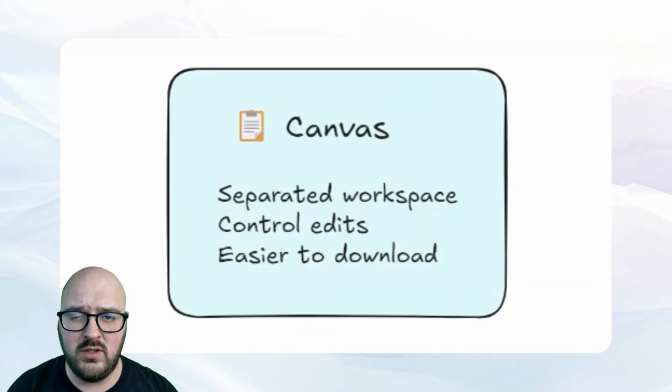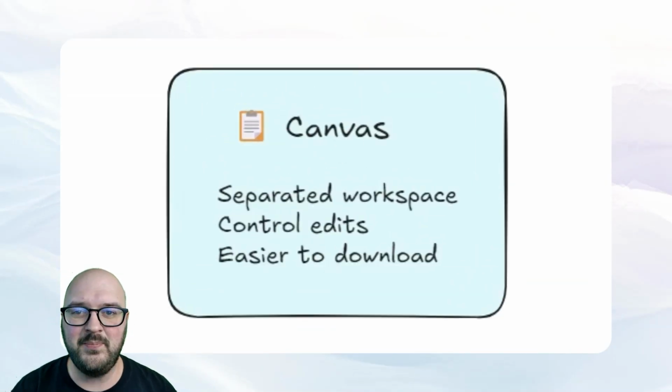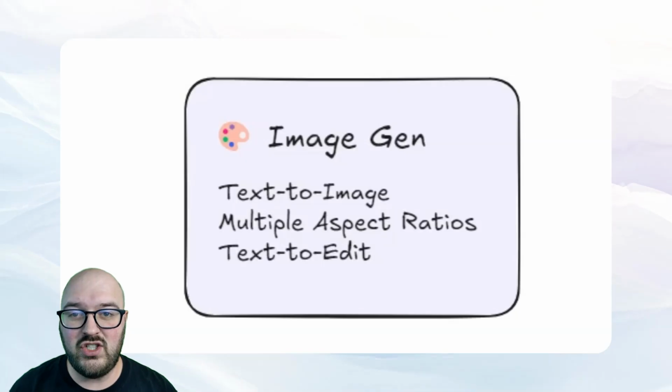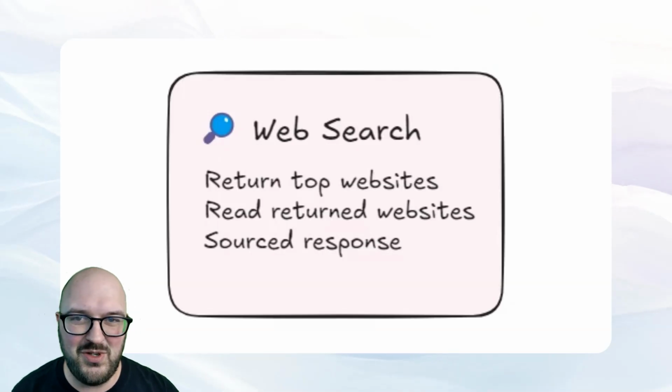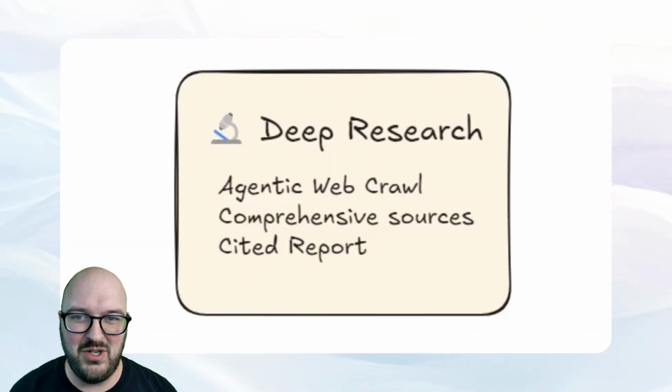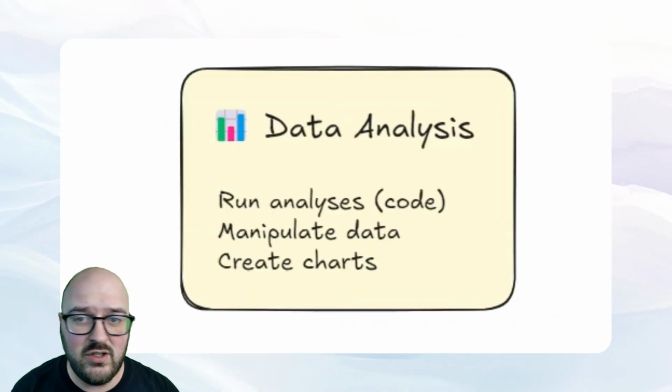The canvas, which lets you just do things on the side, edit them right there. Your image generation, which you can actually edit the images via text as well and inpainting. Web search, and then deep research on the other side. Web search, just a few websites. Deep research goes really in depth. We can create different file types and do data analyses. That's it for this video.